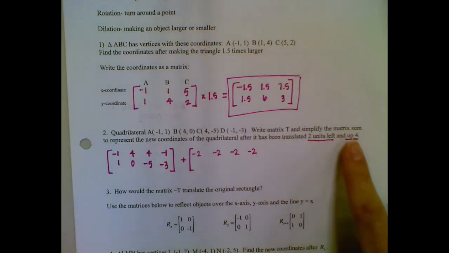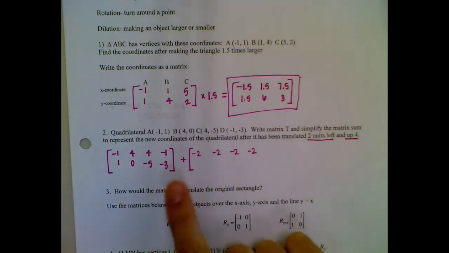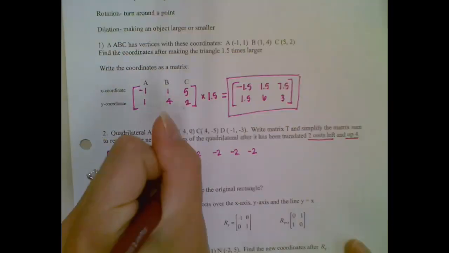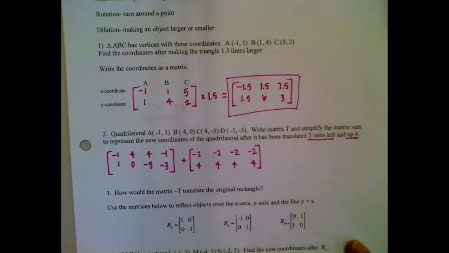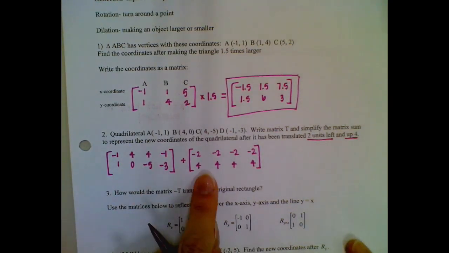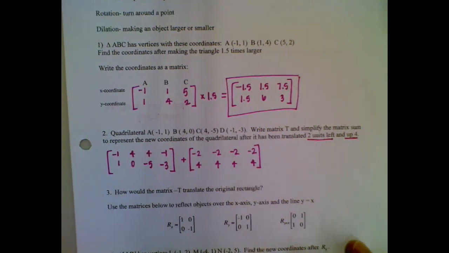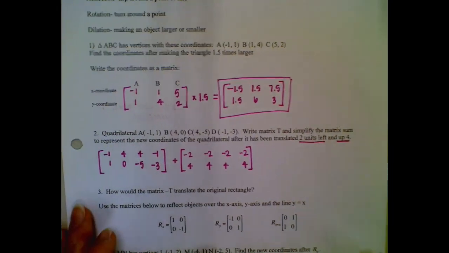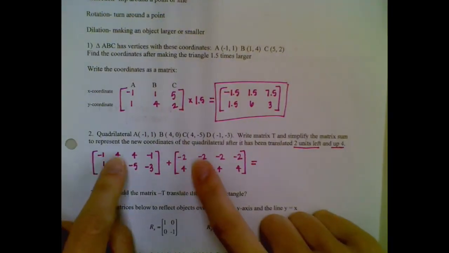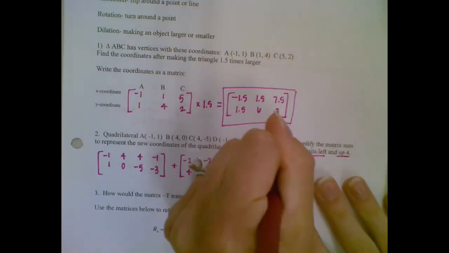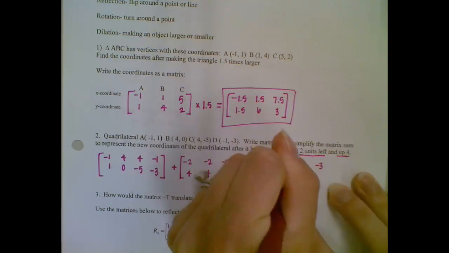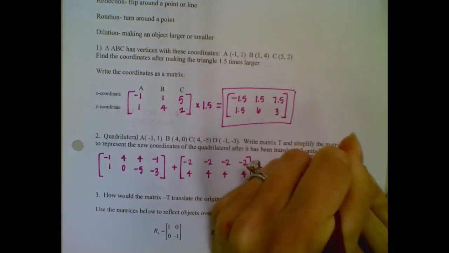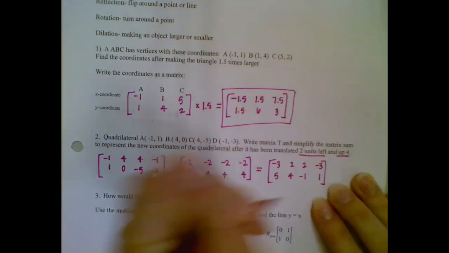Okay, and then it's also moving up 4. So that would be the y coordinates. All of those would move up 4. So I'm going to add 4 units to each of those entries as well. So that's how you would show that translation as a matrix. And remember, in order to add and subtract matrices, the dimensions have to be the same. So that's why this is laid out the way it is. All right, and then go ahead and literally just add all the entries together. Okay, so we get negative 3, 2, 2, negative 3, 5, 4, negative 1, and 1. And that's it.